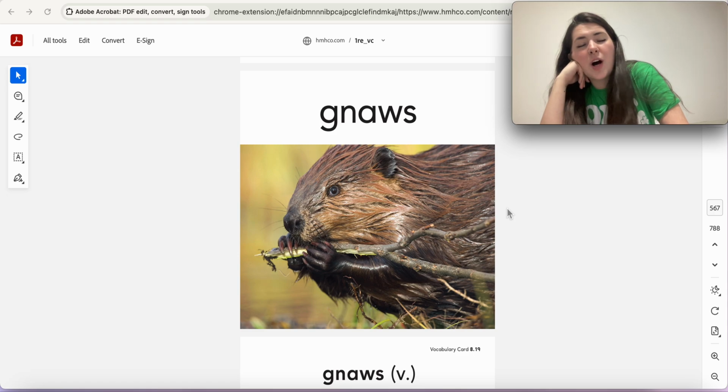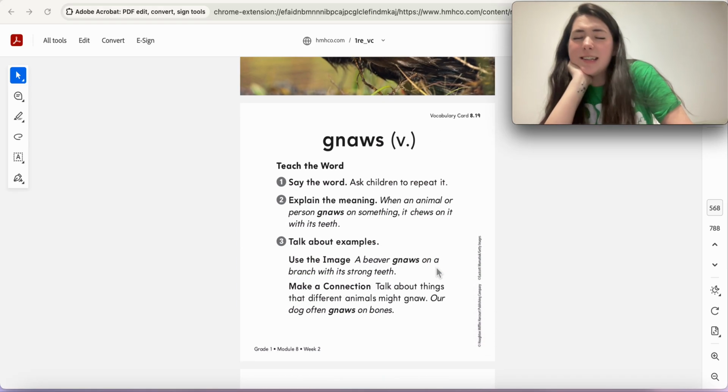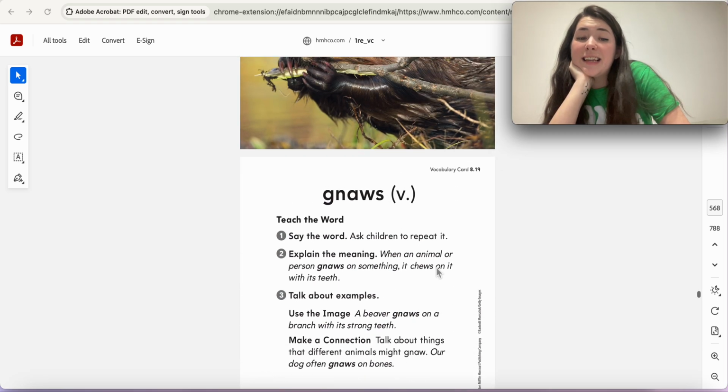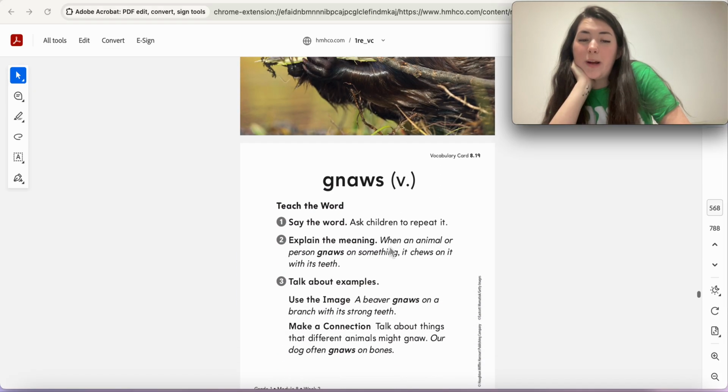Our next word is gnaws. Say gnaws. Very good. We've got a lot of animal pictures today with our vocabulary. Gnaws is a verb or an action word. When an animal or person gnaws on something, it chews on it with its teeth. So this beaver is gnawing on this stick with its teeth. It's chewing on it.